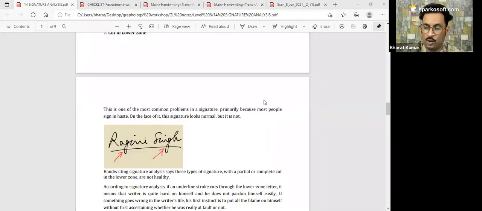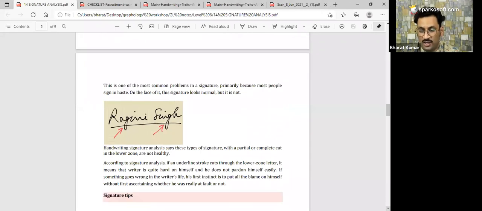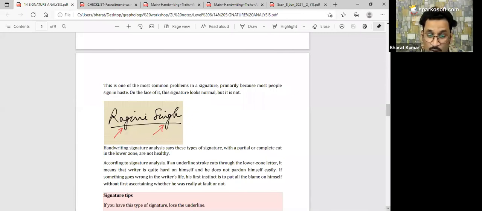Now continue. Handwriting signature analysis of this signature. If you have a partial or complete cut in the lower zone, these people's thinking is not healthy. So if your signature has Y, J or G, use the line in such a way that you are not going to cut your lower zone, or remove the line. If the line is cutting this, yes, Mahuma Mukherjee, it means sexual issues, especially in case of G. G is actually related with sexual life, so avoid this signature.